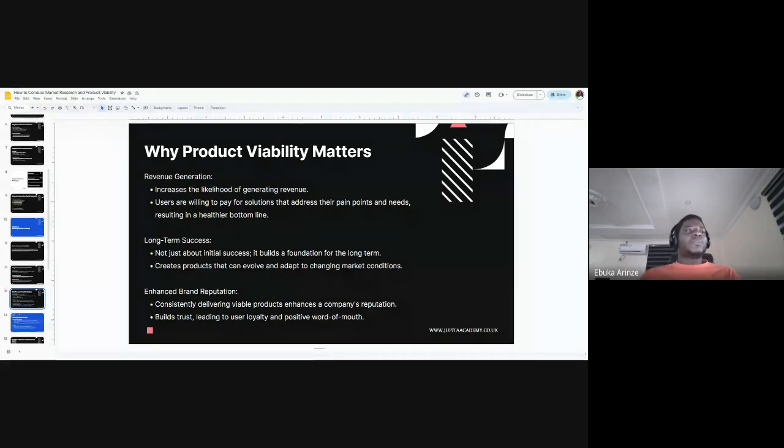Because I will only pay for something that makes my life better. If you start those conversations and look at those things early, you're able to understand: does this really make anybody's life better? If it doesn't, it's not something you should dive into until you have properly refined it into something that makes someone's life better. Obviously, there are also long-term success and enhanced brand reputation, because if you are building something that solves a problem for a good market, you last longer.